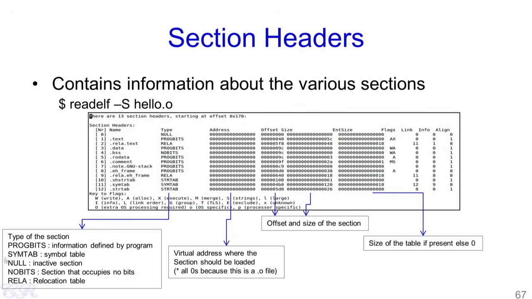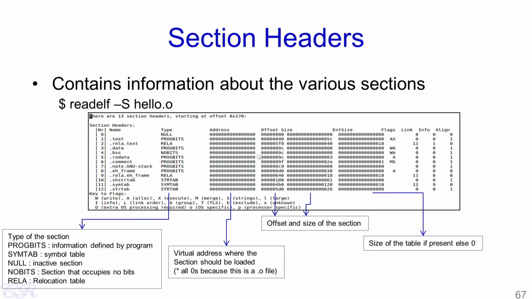The type could be one of these: PROGBITS, which is information defined by the program; SYMTAB, which is a symbol table; NULL or NOBITS, which is essentially a section which occupies no bits; and RELA, which is a relocation table.